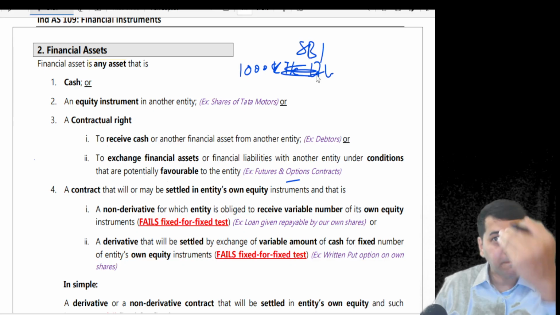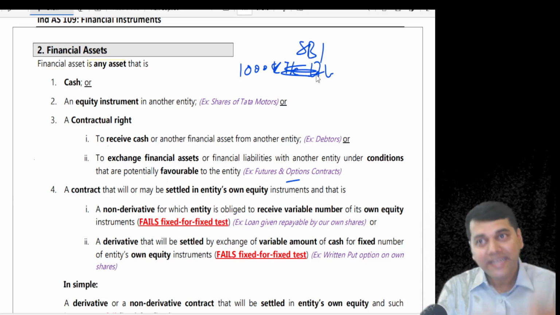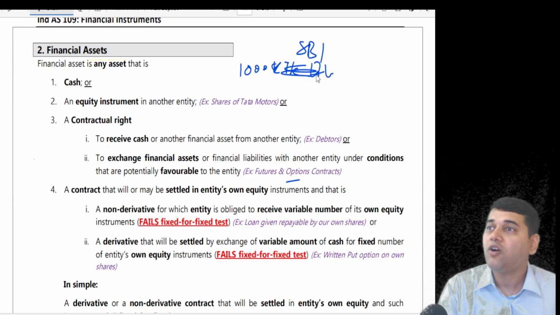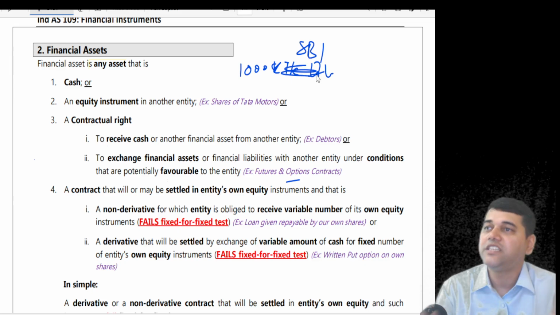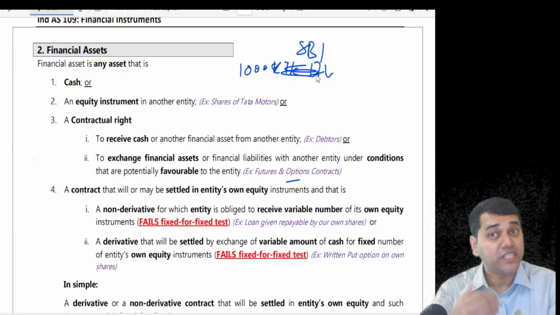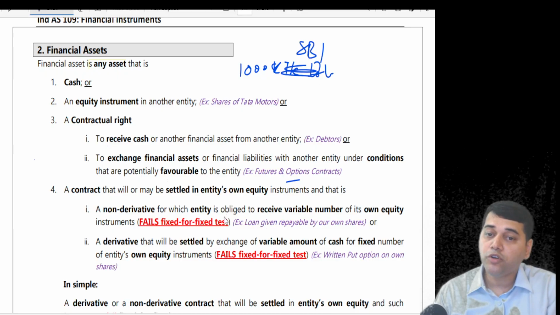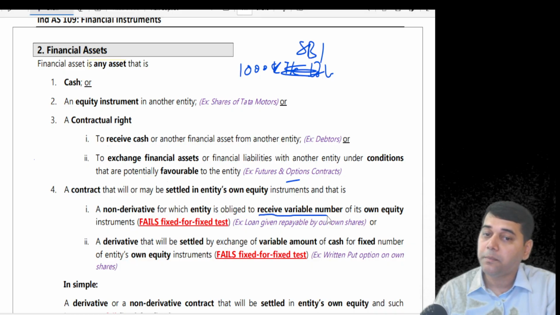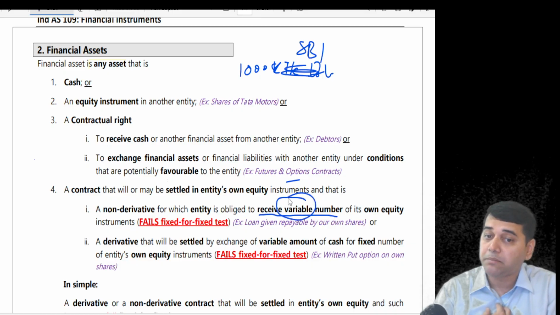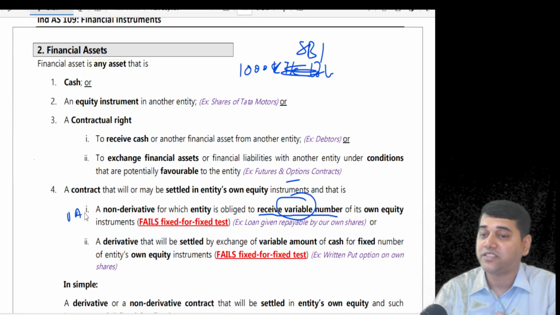When you buy back, it's called a buyback, no? You buy back your shares, you can retain them to sell to somebody else, or you can scrap it. You can finish it off, that you can remove it from your balance sheet only. And if such types of transactions are happening, where I am going to receive my own variable number of shares, then it is called a financial asset.